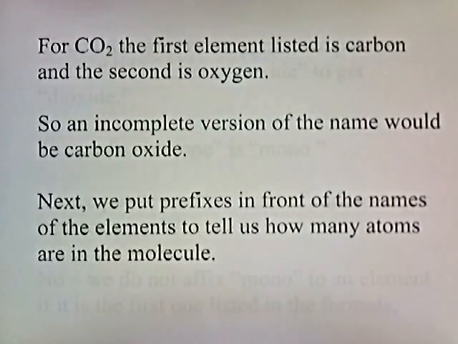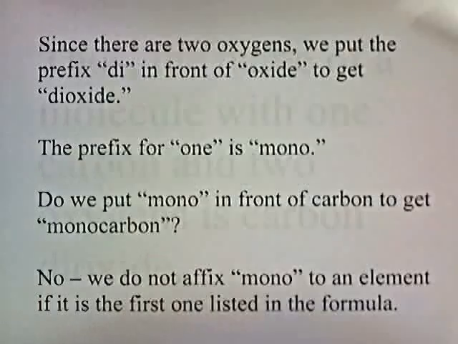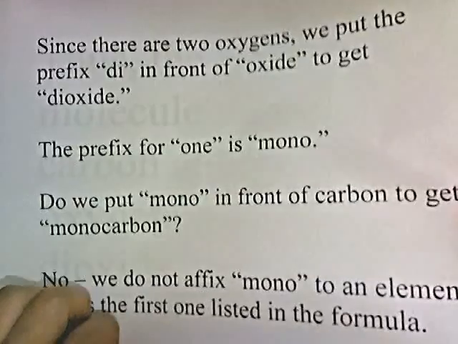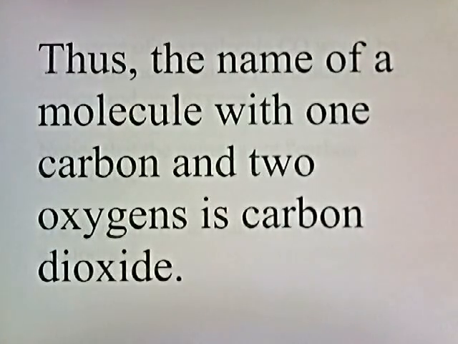For CO2, the first element listed is carbon and the second is oxygen. So an incomplete version of the name would be carbon oxide. And then next we put prefixes in front of the name of the elements to tell us how many atoms are in the molecule. Now since there are two oxygens, we put the prefix di in front of oxide to get dioxide. The prefix for one is mono. Does this mean we put mono in front of carbon to get monocarbon? Nope. We do not affix mono to an element if it's the first one listed in the formula. Thus, the name of a molecule with one carbon and two oxygens is carbon dioxide.